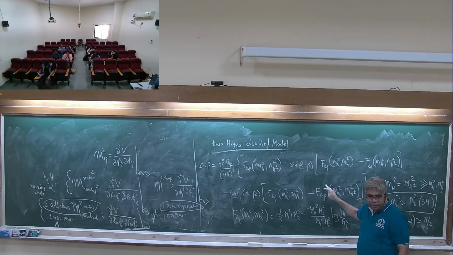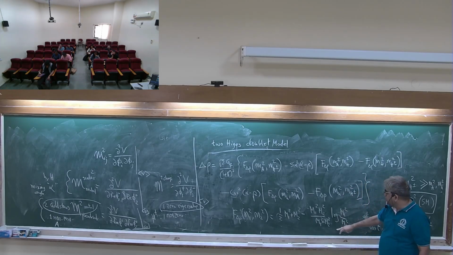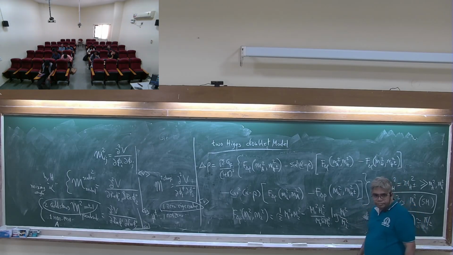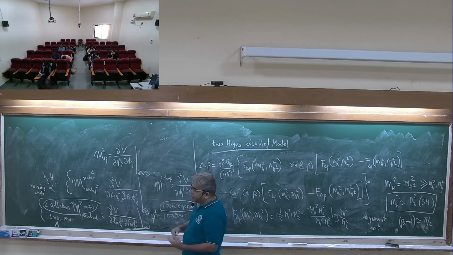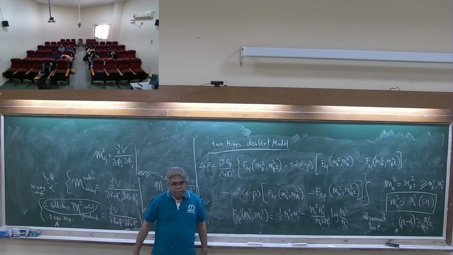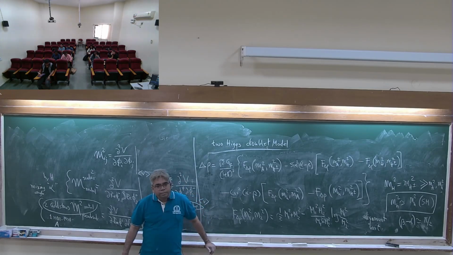I haven't come to the decoupling limit theorem yet; I'll come to that. All the loop calculations will be highly suppressed if one of the masses is very, very large. If one of the masses goes to infinity, for example, the loop contribution goes to 0.